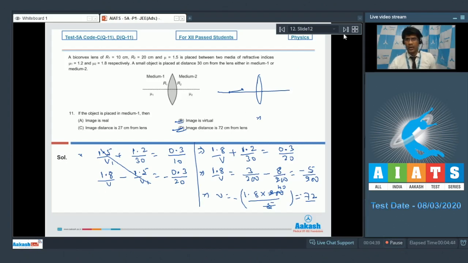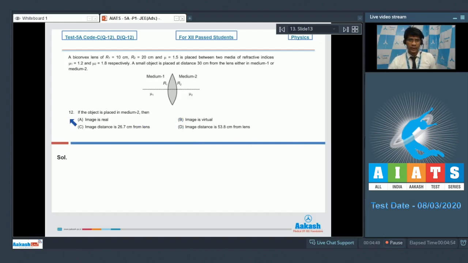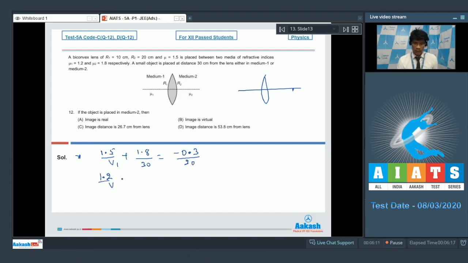Now let's proceed to question number 12. Question number 12 is also very similar. If the object is placed in medium 2, then we need to find the similar type of calculation here. This time here is the object. So I would say mu2 by V, that means 1.5 divided by V1 minus 1.8, it is 30 here. Here 1.5 minus 1.8 minus 0.3 and 20 here.